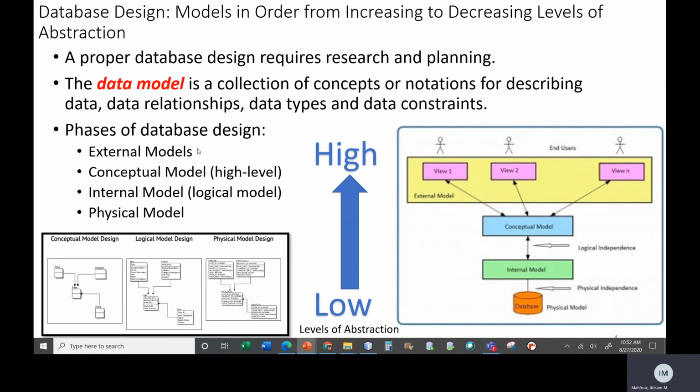External model is when we're talking to the customer. Conceptual is when we have a high level concept of what we want to store. Internal, we're starting to actually add more details and think about what the constraints are, what our primary keys are. And then physical model is when we actually go to the database and start writing and creating those tables in the database. So in this chapter, we're going to talk about each of these different models.